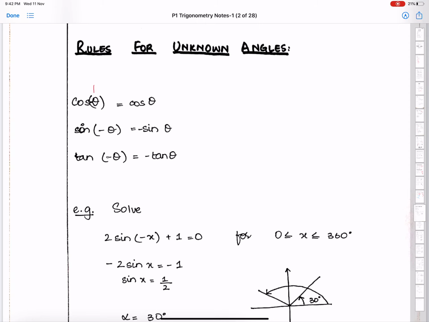See, this angle is minus theta, this is minus theta, and this is minus theta. And the rules are for these three trigonometric ratios. For a negative angle, cos minus theta will become positive cos theta, sine minus theta will become minus sine theta, tan minus theta will become minus tan theta.